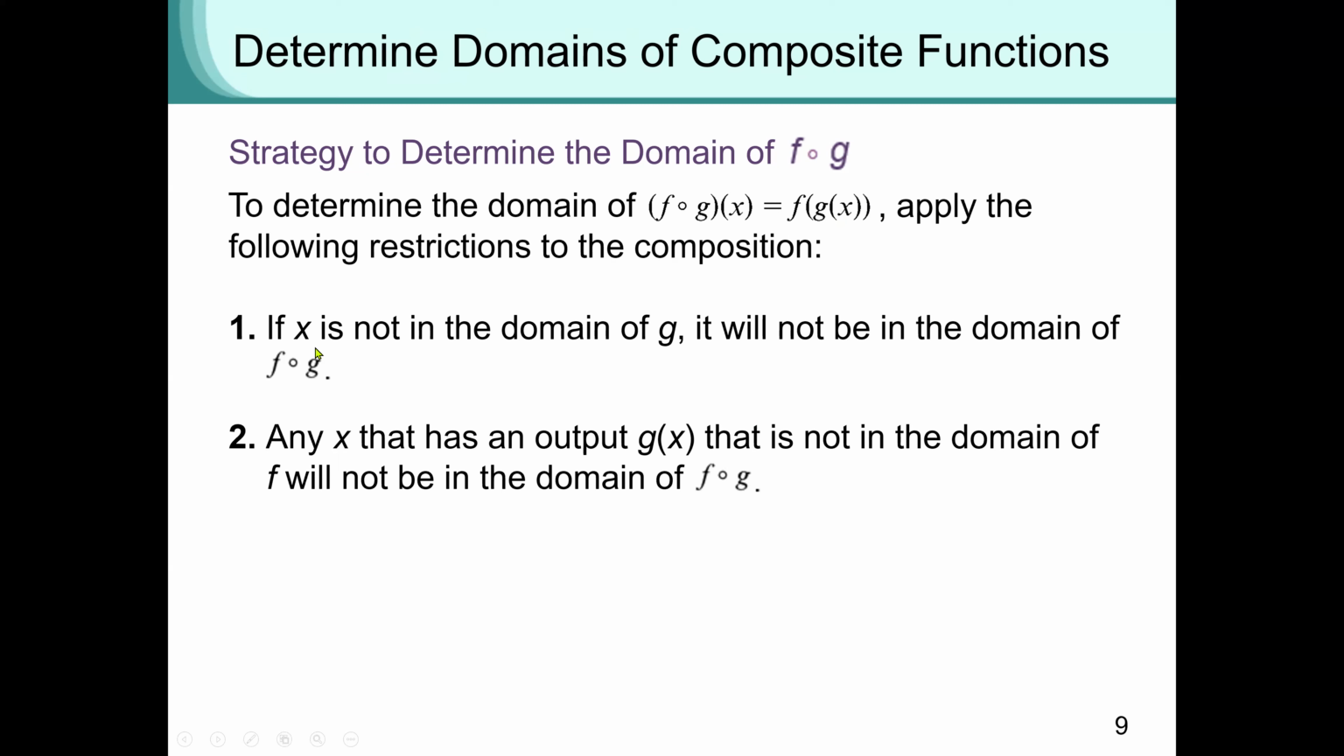Now we say that if x is not in the domain of g, then it will not be in the domain of f composite g also. And also any x that has an output g at x that is not in the domain of f will not be in the domain of f composite g. So the domain has to be common among f at x and g at x, since the two functions are composed.